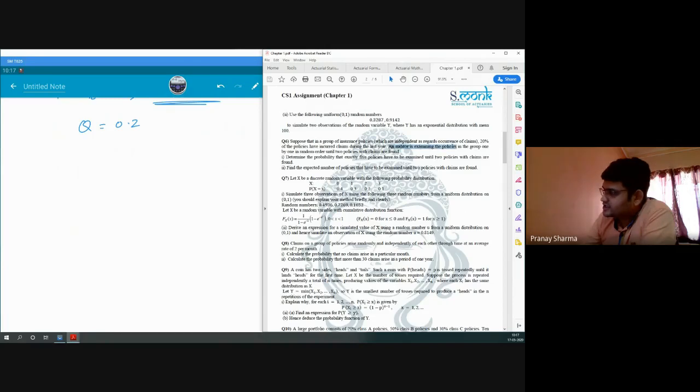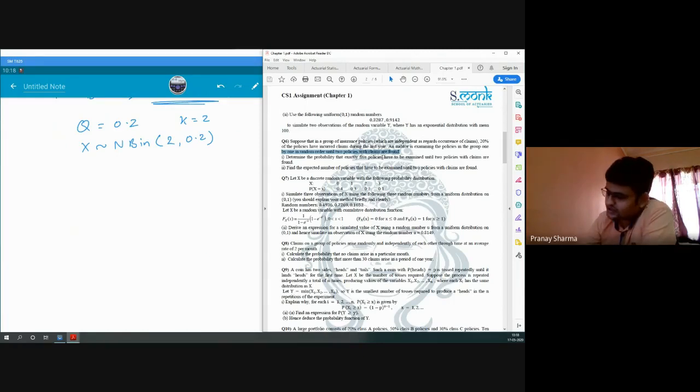Then an auditor is examining the policy in the group one by one in random order until 2 policies with claim are found. So as soon as we find 2 policies, we stop our investigation. That means this is nothing but our negative binomial distribution. So we are stopping when we find 2 successes. So our k is 2 and theta is 0.2.